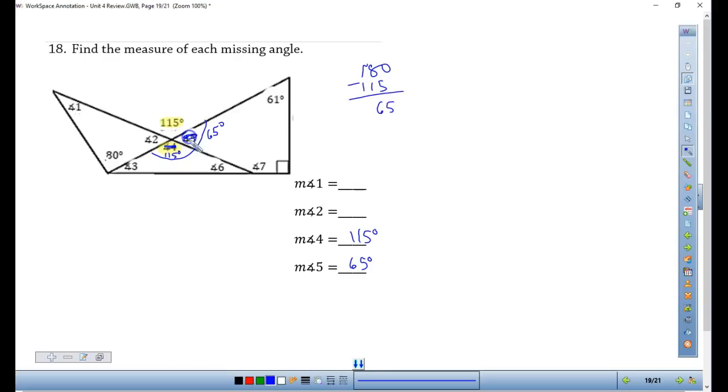All right, so now 5 and 2 were vertical. So if that's 65, this is also 65 because vertical angles are equal. So angle 2 is 65. Now all we got to do is find angle 1. There's this angle 6 and 7 here.